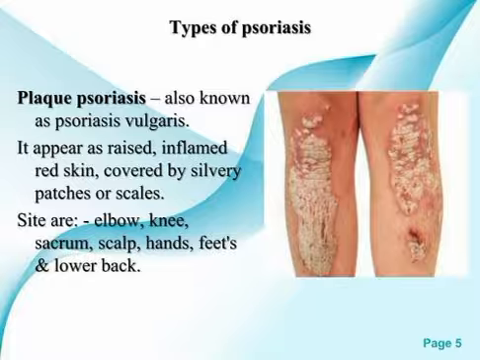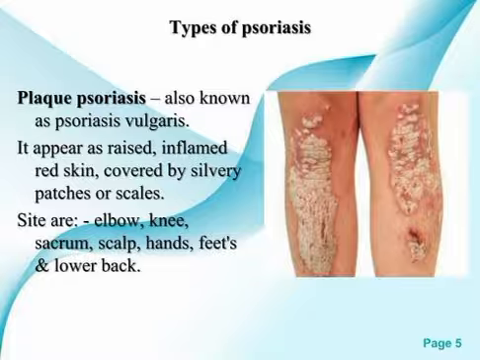Usually, the most common type of psoriasis is plaque psoriasis, also known as psoriasis vulgaris. It mainly appears as raised, inflamed red skin. We can see in this picture it's raised, inflamed red skin covered by silvery patches or scales. Here it mainly affects the elbow, knee, sacrum, scalp, hands, feet and lower back.